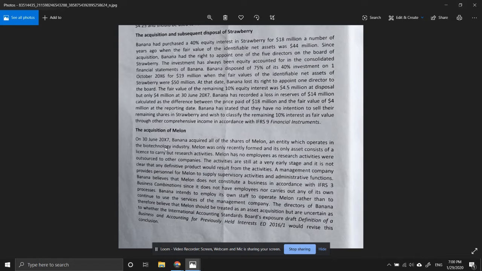Acquisition of Melon. On 30th June 20x7, Banana acquired all shares of Melon, an entity which operates in biotech. So on the last date, okay, biotech industry. Melon was only recently formed and its only asset consists of a license to carry out research activities. Melon has no employees as research activities were outsourced to other companies. No employees. The activities are still at a very early stage and it is not clear that any definitive product would result from the activities. A management company provides personnel for Melon to supply supervisory activities and administrative functions.